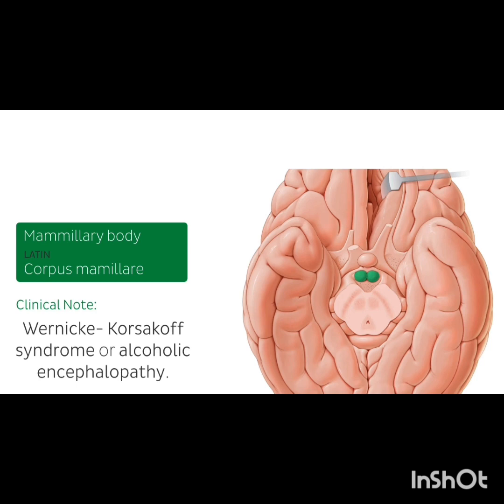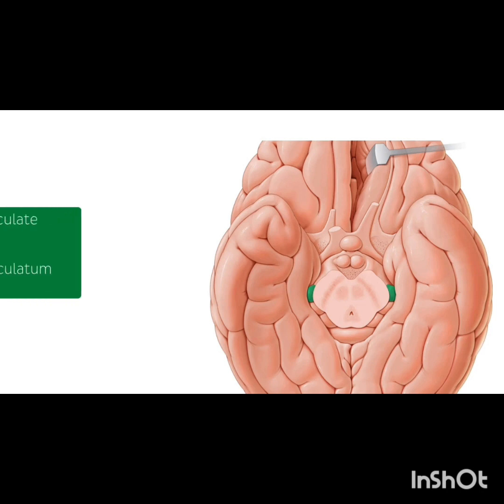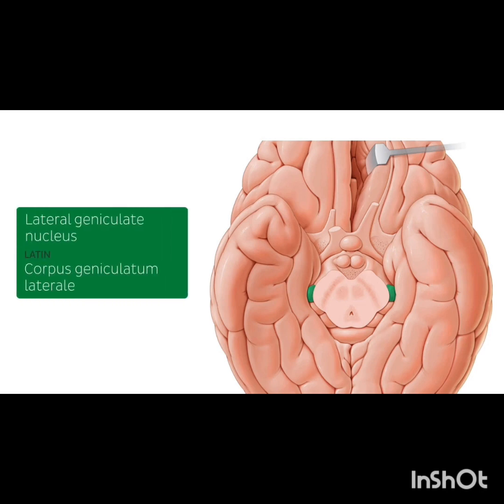Next, we're going to be highlighting this structure here, which is known as the lateral geniculate nucleus, also known as the lateral geniculate body, which is a nucleus of the ventral thalamus.